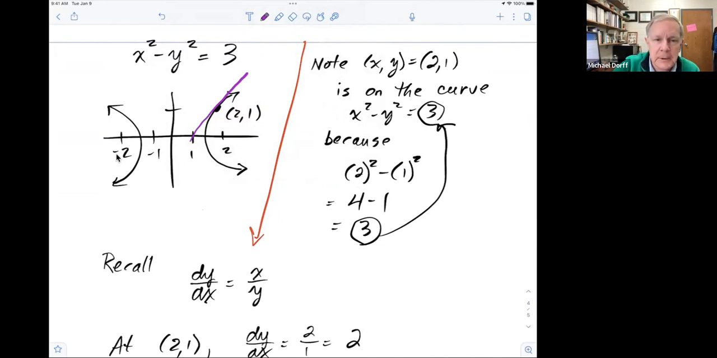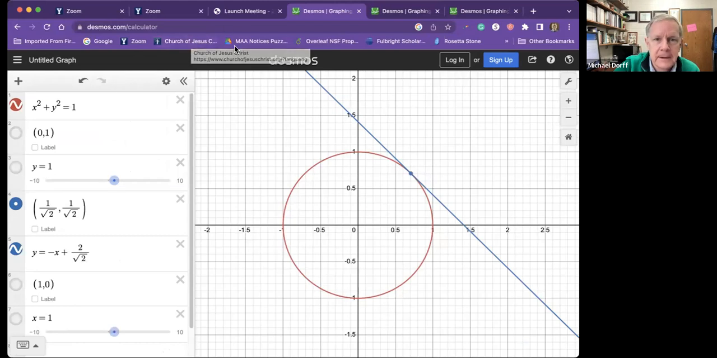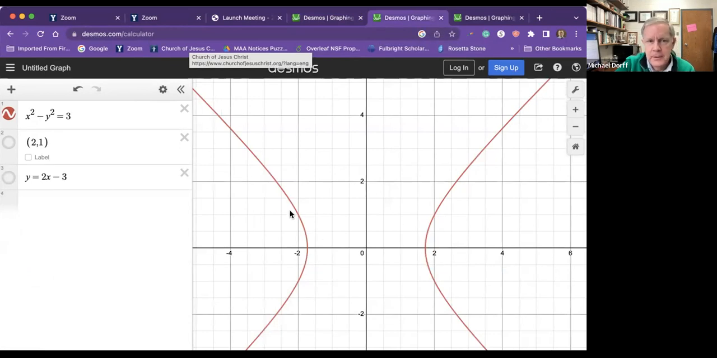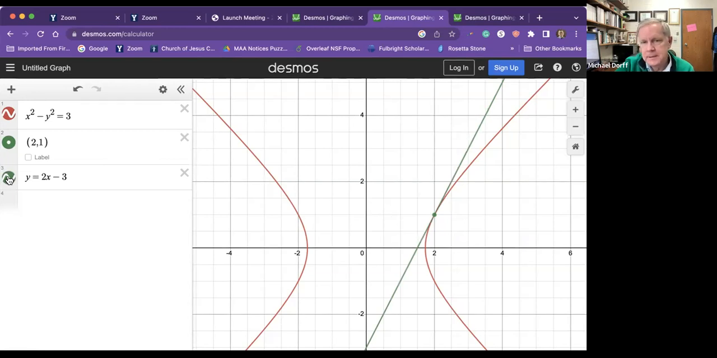We can check this on Desmos. Here is the curve. I've plotted x squared minus y squared equals 3, and I get this hyperbola here. There's the point in green, (2, 1), and the slope is 2 at that point from the dy/dx that we just showed. I can solve for y equals mx plus b to get the tangent line, and there's the tangent line. So it works again, just like we wanted.